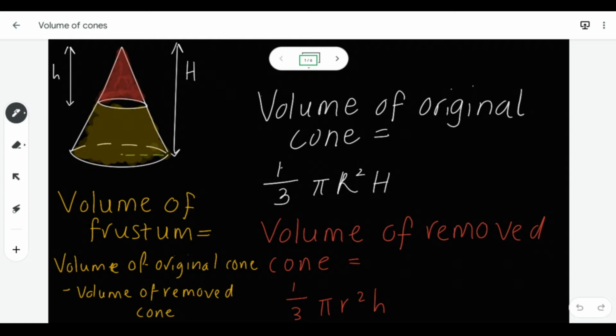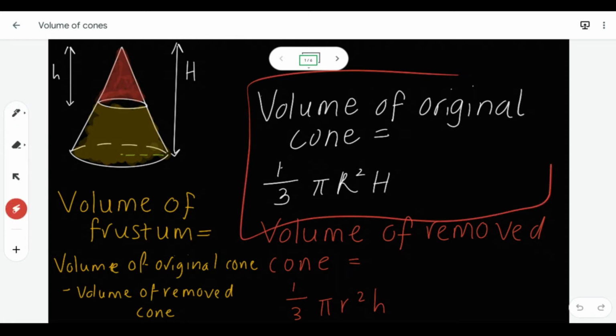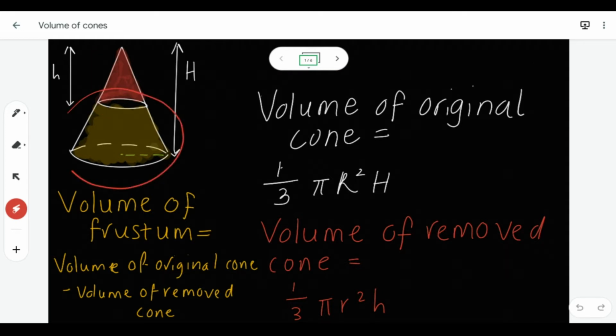I'm going to quickly go through this sheet here. I've put the volume of an original cone here. The removed cone is this part, and this part of the cone is known as the frustum. You can work that out by working out the volume of the whole cone and then working out the volume of this using this formula and taking it away to get the frustum part.